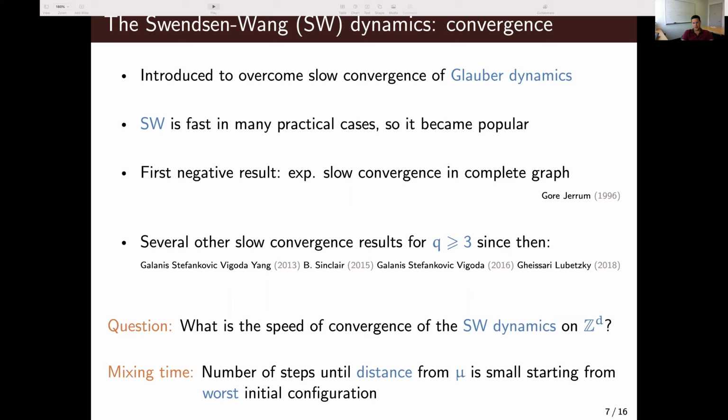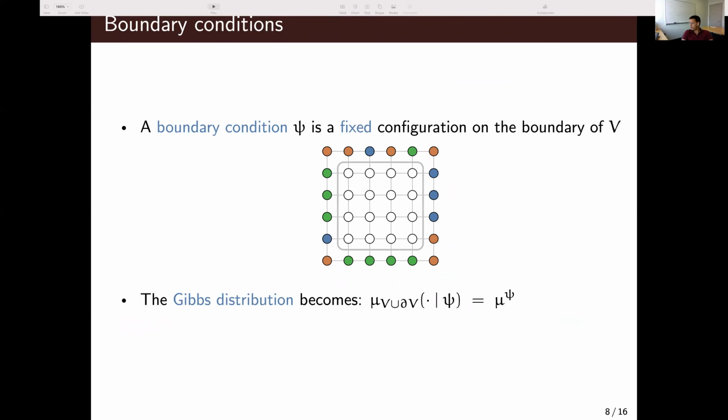And the key aspect of the mixing time is that it assumes a worst possible starting case, right? So we want to measure the speed of convergence in terms of total variation distance, assuming a worst possible starting configuration. Okay. So before I state our results, I need to introduce two notions, right?